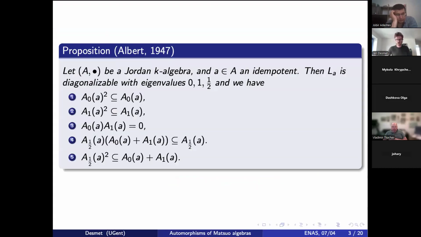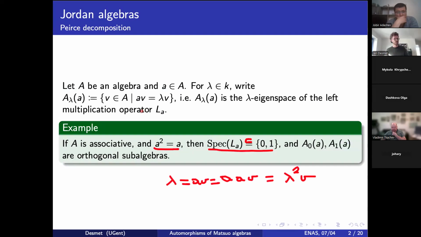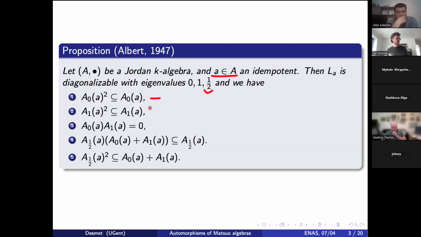So it was Adrian Albert that noticed that if you have a Jordan algebra and an idempotent in this Jordan algebra, then the left multiplication operator is diagonalizable with eigenvalues 0, 1, and 1/2. So there's just one more eigenvalue popping up, which is quite surprising because you don't have associativity that you can use. You can still use the polynomial identity. And then we still have that the 0 eigenspace is a subalgebra. Oh, excuse me, that the 1 eigenspace is a subalgebra.